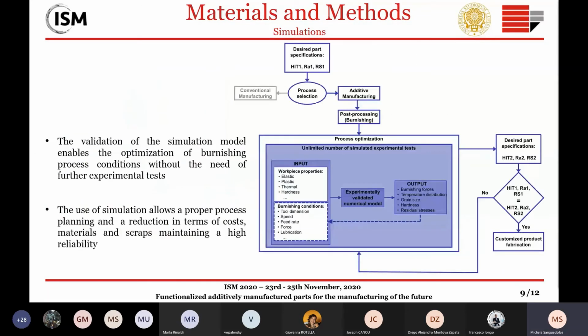As concerns the simulation, the validation of this model can bring an ideally unlimited number of simulated experimental tests, which can correlate the burnishing conditions and industrially relevant variables such as surface and subsurface hardness, roughness, and residual stresses, thus allowing a significant reduction of costs related to experimental tests and scraps generated in order to produce a customized product.